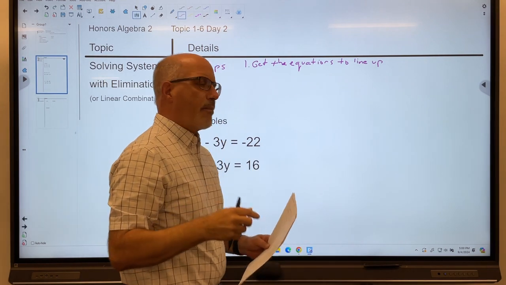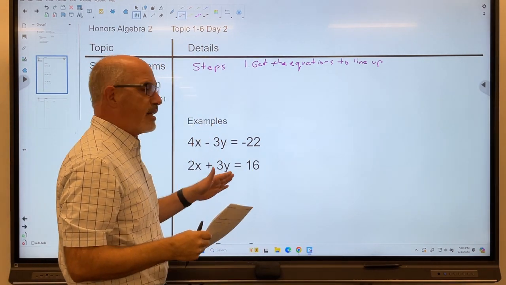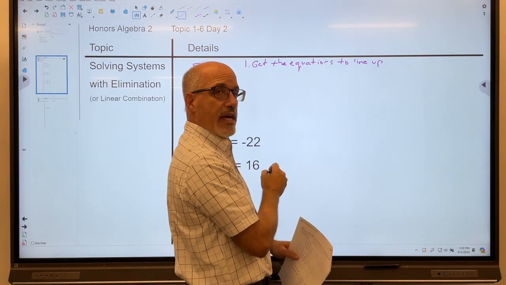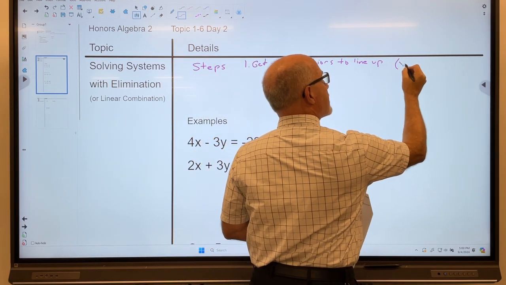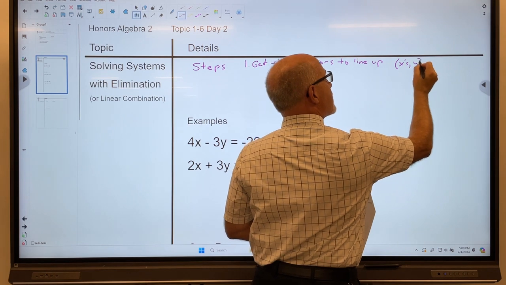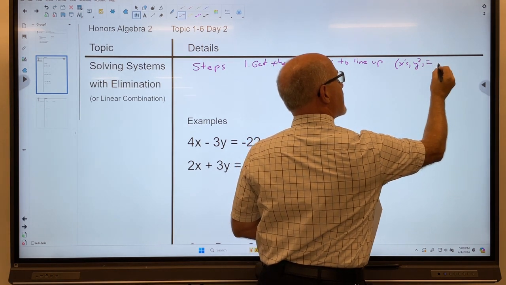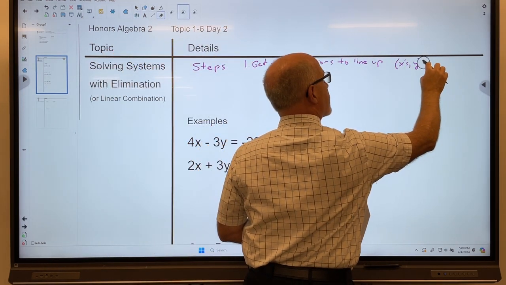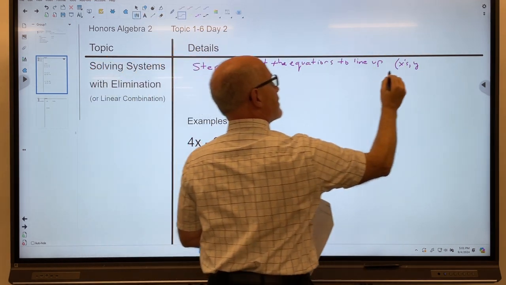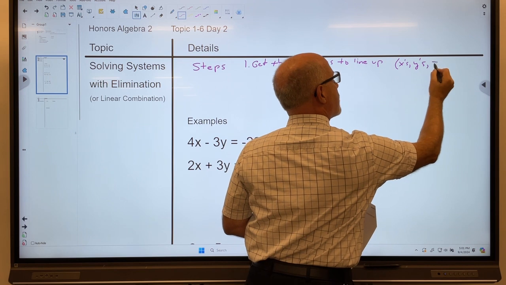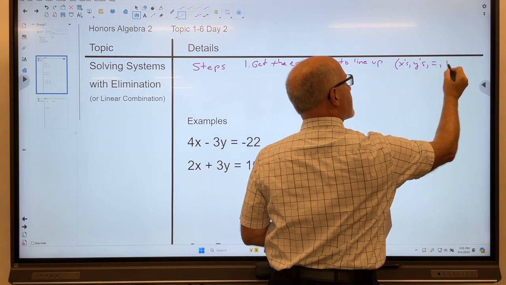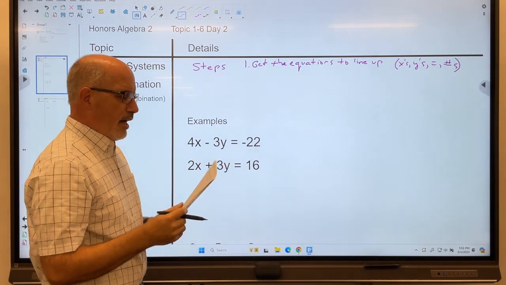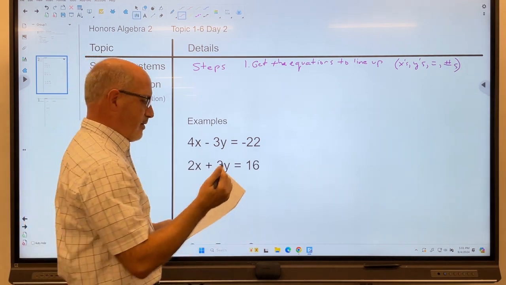What I mean by lined up, you want to have the x's in line, the y's in line, and the numbers. So the x's with the x's, and especially the equal signs. So I'm going to put here x's, y's, equal signs, and then also the numbers all need to be lined up. When we look at this here, we've already got them lined up. So step one's done for this one.